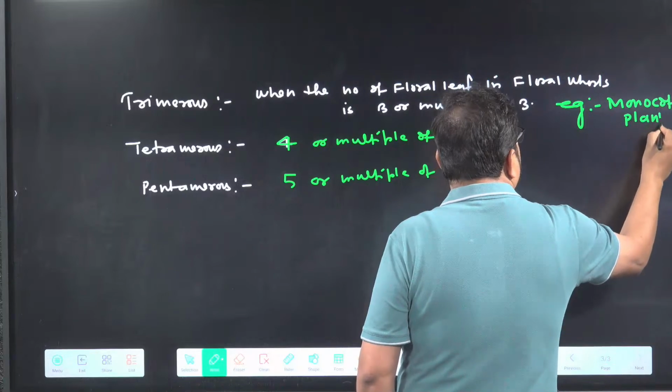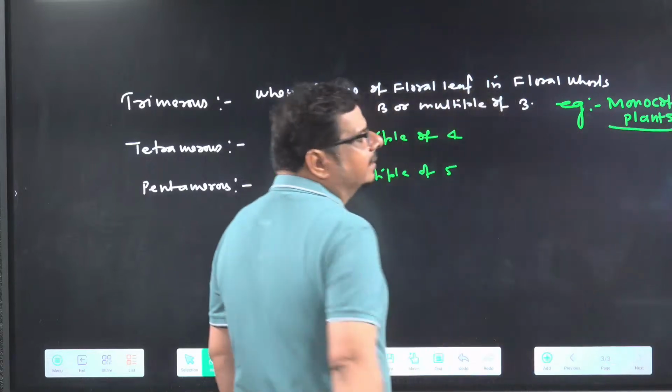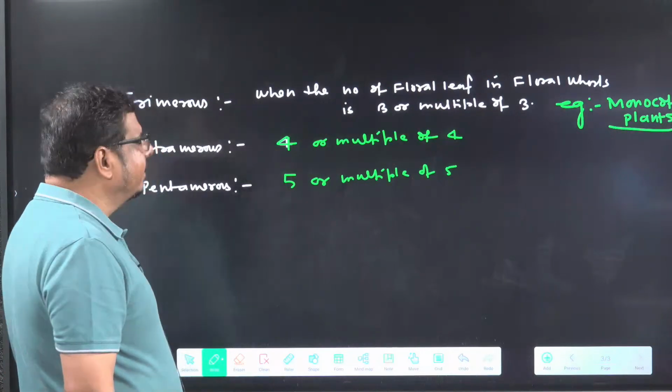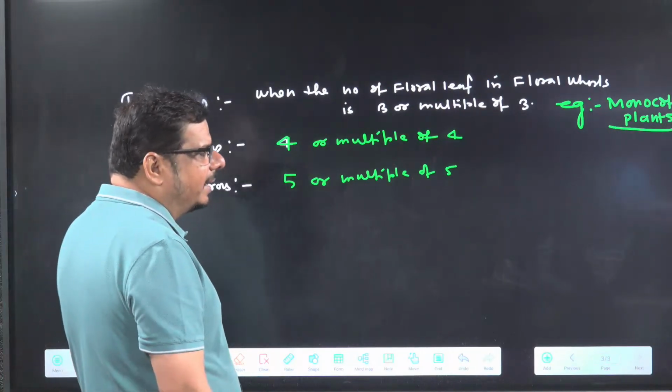Monocot plants are what? Basically trimerous. Is it clear in the mind?